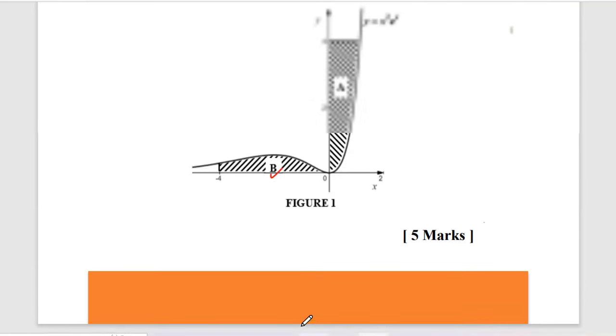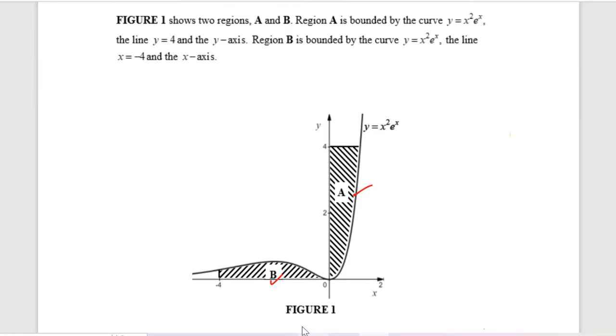Then kita kena tengok dia punya outer function, mana satu inner function. So, kita tengok balik graph ni. Kalau boleh tengok daripada sini sebab kita nak rotate about x-axis. So, kita boleh tengok outer function kita dekat sini adalah function ini, x square exponent x. Dan inner function kita adalah paksi x.